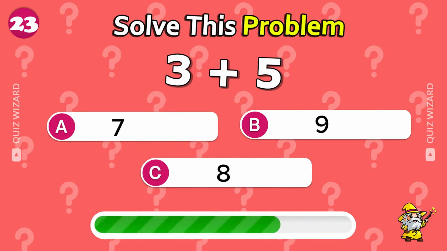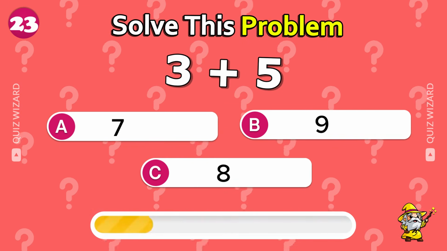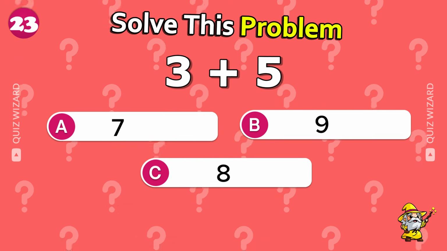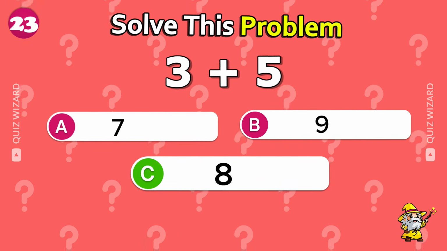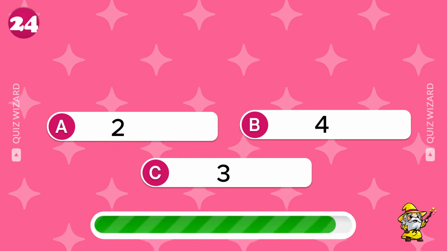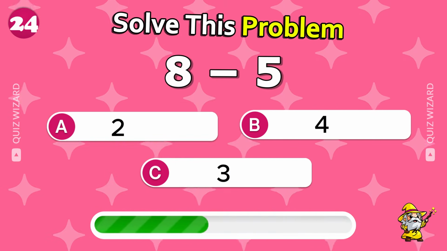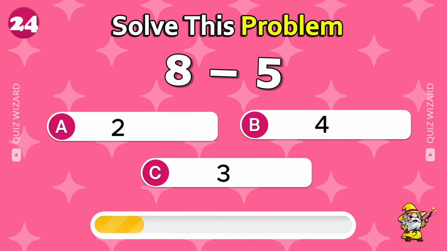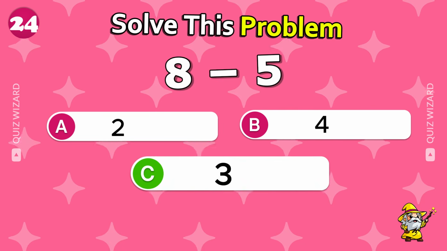What is 3 plus 5? 7, 9, 8. Correct is 8. How much is 8 minus 5? 2, 4, 3. Correct is 3.